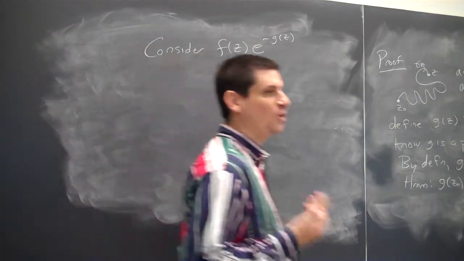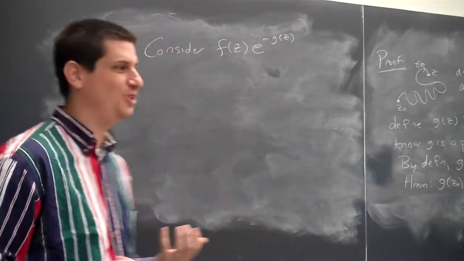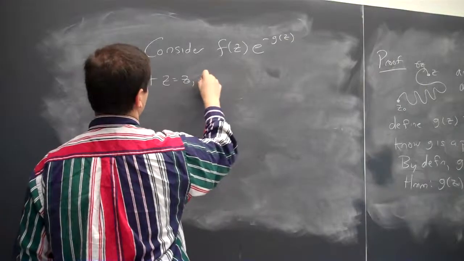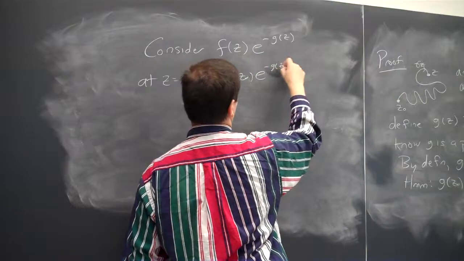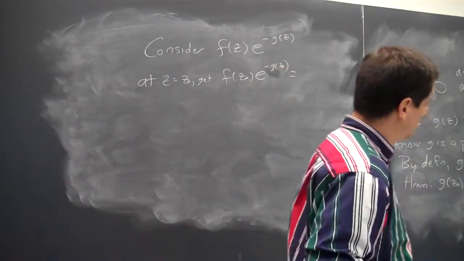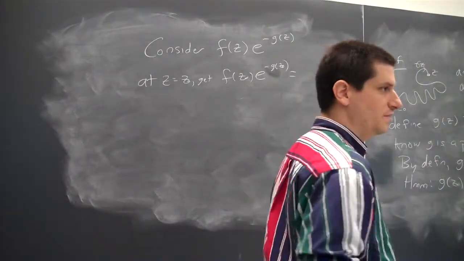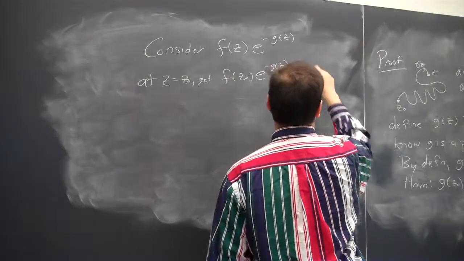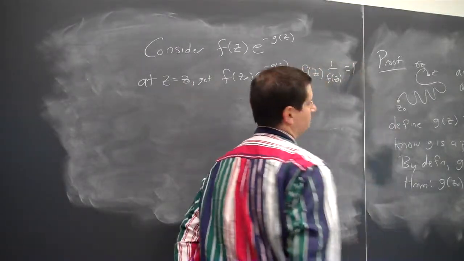Okay, do you have any idea of what point we should use? Z naught, right? There's no other point to check. That's the only point we know. So at Z equals Z naught, we get F of Z naught e to the negative G of Z naught. But G of Z naught is C naught, so we get e to the negative C naught. E to the negative C naught is F of Z naught inverse. So we get F of Z naught times 1 over F of Z naught equals 1.